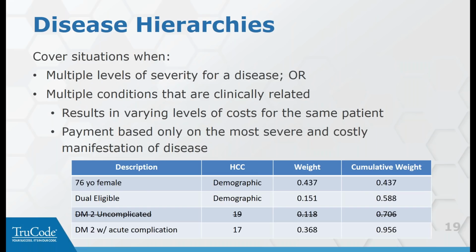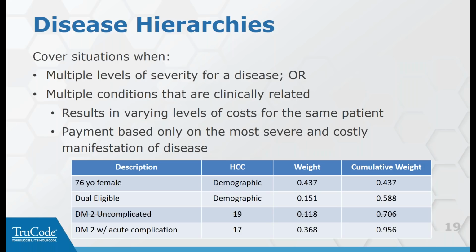This is another example of how that disease hierarchy works. This is when you have multiple levels of severity for a particular disease or multiple conditions that are clinically related. You see the example here where we had a type 2 diabetic with an uncomplicated diagnosis, HCC 19 with a weight of 0.118, but they also were assigned a diabetes 2 code with an acute complication. That went to HCC 17 and the weight was 0.368. So that one takes precedence over the uncomplicated one, and it knocks that one out.